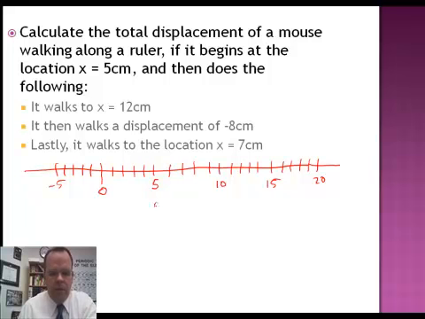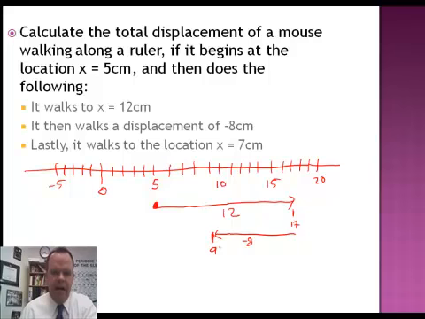So we know our starting position is at 5 centimeters. First thing we're going to do is walk 12 centimeters. So we're going to end up at a position of 17. Then we're going to walk -8. So we're going to end up at a position of 9. And then we're going to walk to the location 7. So we're at 9, and we're going to walk to the position 7.